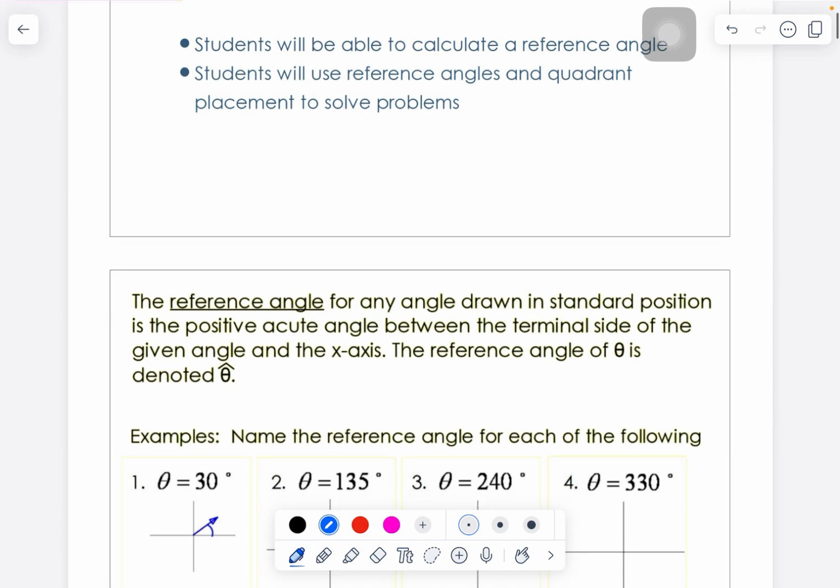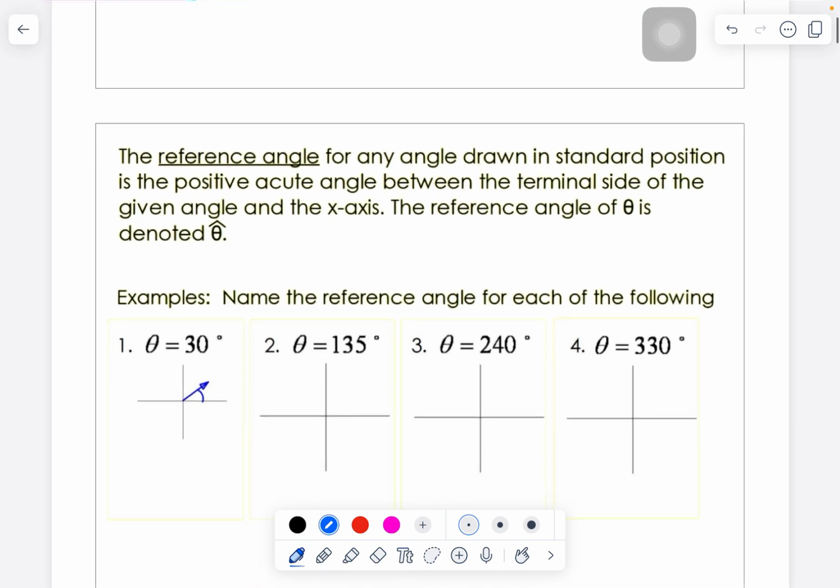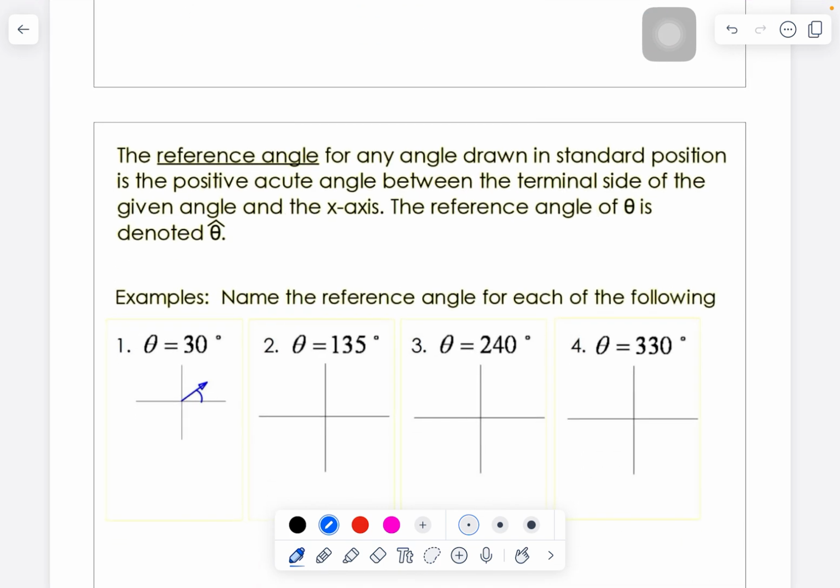But remember that the reference angle is any angle drawn in standard position. It is the positive acute angle between the terminal side and the x-axis. So here 30 degrees is a reference angle because here's the x-axis and that angle right there is acute. If I were to graph 135, the reference angle is right there, 45 degrees, and I got that by taking 180 minus the 135. How did I get the 180? Well, that's the measurement of the entire straight line right here.